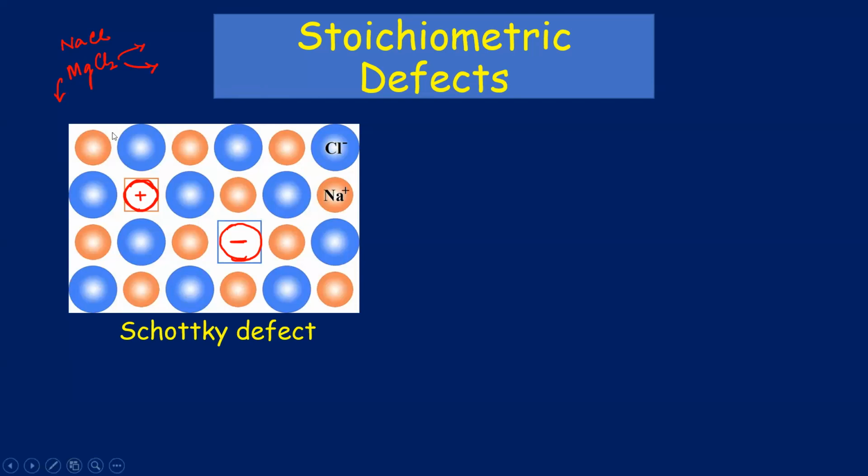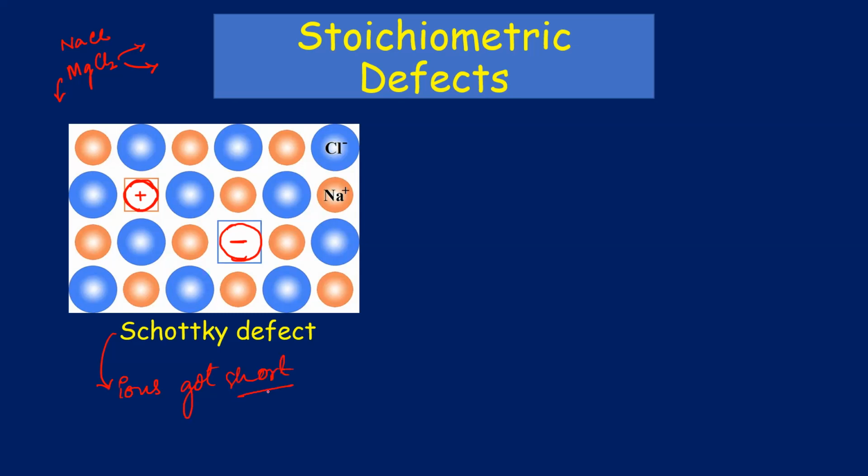Now, this is what is meant by stoichiometric defect. That means the stoichiometry is maintained even when we are removing the atoms. For each Mg, we are removing 2 chlorine in MgCl2, but for each sodium, we are removing only 1 chlorine in NaCl. An easy way to remember is, as you can see, we are short of ions here. In Schottky defects, ions got short.